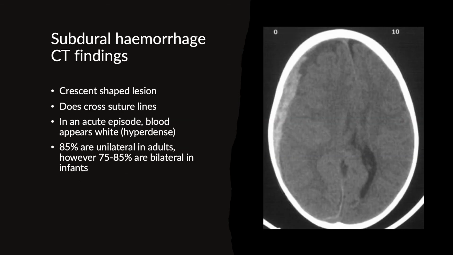In terms of the CT findings, okay, there is a crescent-shaped lesion. Just outline it here. Okay. It does cross the suture lines, and in an acute episode, blood appears white, so hyperdense. 85% are unilateral in adults, however, around 75 to 85% are bilateral in infants, so with adults it'll be on one side, but with kids it's often the case where you get them on both sides, unfortunately.